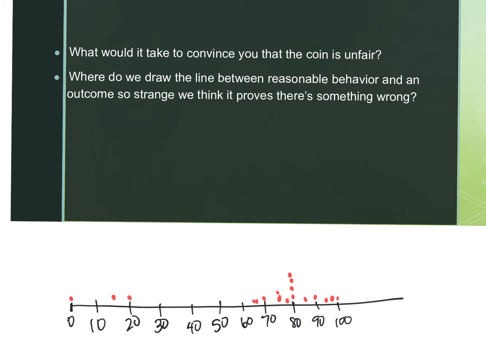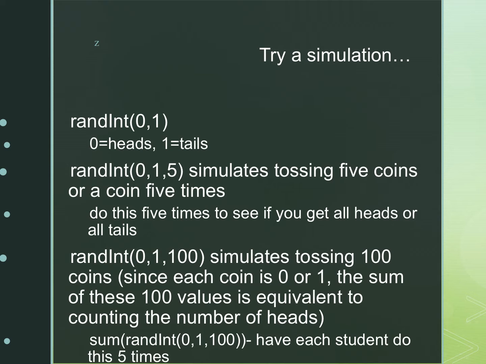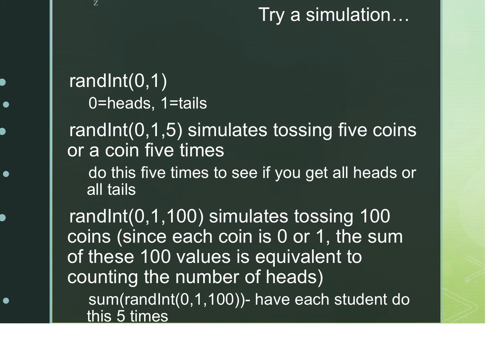So we're going to perform our first simulation, so get your calculators out. We're going to flip a fair coin 100 times. We're going to use the function randint. Randint is in the Math, Prob menu. We're going to go into the Math menu. So hit the Math button. It's below alpha.